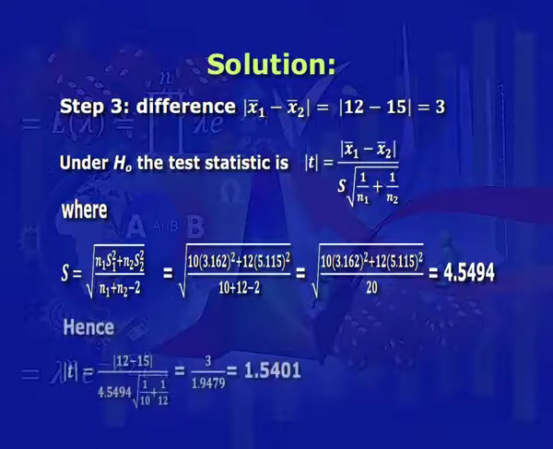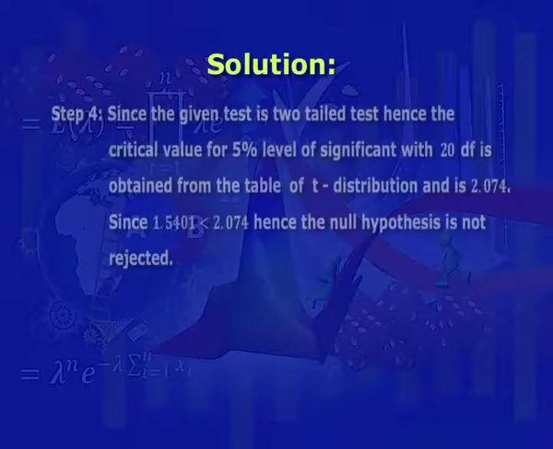4.5494. Hence, the value of test statistic modulus t equal to modulus 12 minus 15 divided by 4.5494 into under root 1 upon 10 plus 1 upon 12, which is equal to 3 divided by 1.9479 equal to 1.5401. Now step 4.